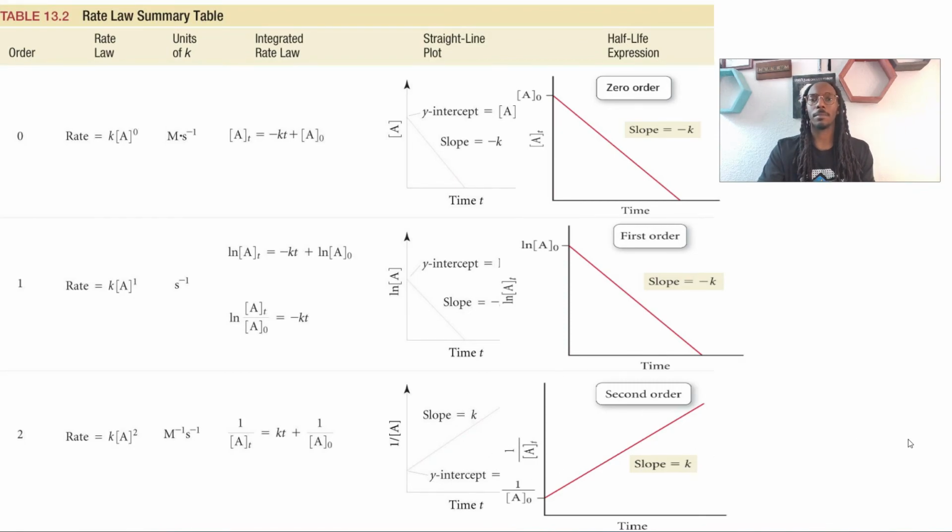So yeah, this is basically everything summed up. This is integrated rate laws of your zero, first, and second order.